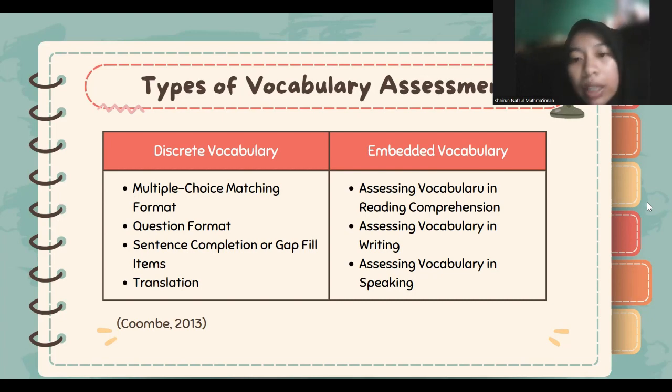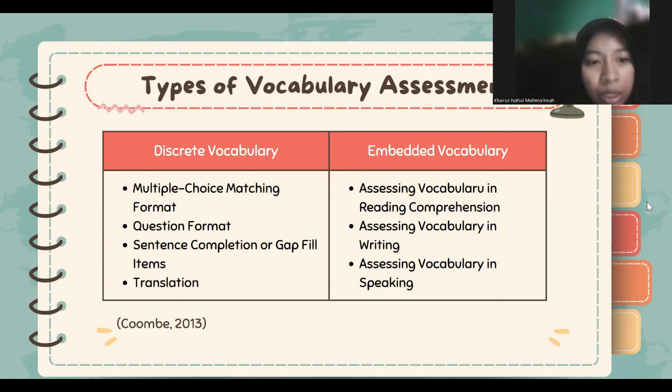And what is embedded vocabulary? Embedded vocabulary refers to the use of vocabulary within a context or a large piece of text. It involves understanding and using words within the framework of sentences, paragraphs, or even longer passages. Embedded vocabulary assessment focuses on how well someone can comprehend, apply, and express themselves using a variety of words in context.